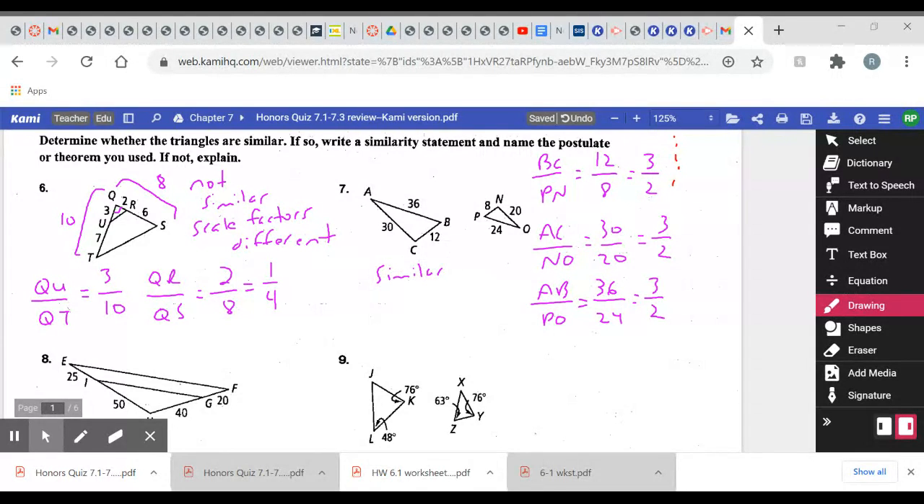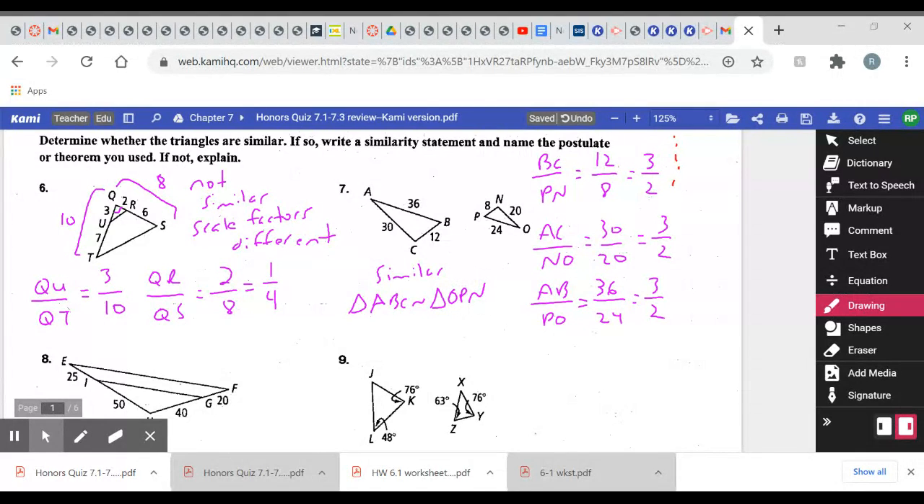Okay, and since they're similar, it says write a similarity statement. So remember, the order these letters matters. It doesn't matter how I name the first one. I'll just say ABC, but now it does matter how I name the second one. So if I said ABC, I went across the large side and then across the small side. I need to follow the same pattern over here. So across the large side is OP, and then across the small side is N.